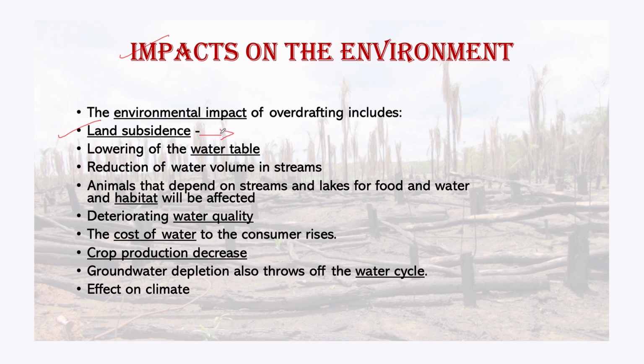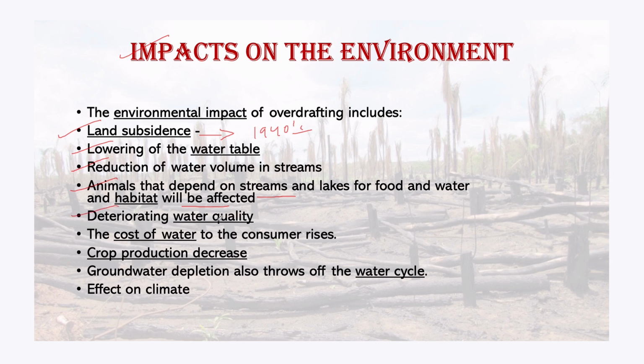The first recorded case of land subsidence was in the 1940s. Land subsidence can be as little as a local land collapsing or as large as an entire region's land being lowered. Now, lowering of the water table makes water harder to reach for streams and rivers. Then there is reduction of water volume in streams and lakes because their supply of water is being diminished by surface water recharging the aquifers. Animals that depend on streams and lakes for food, water and habitat will be affected.